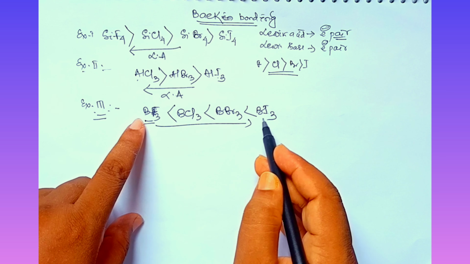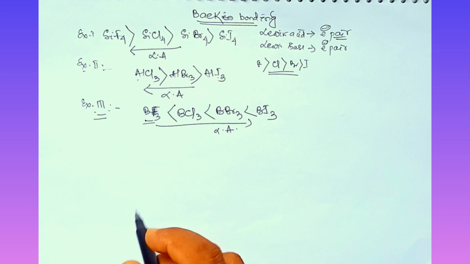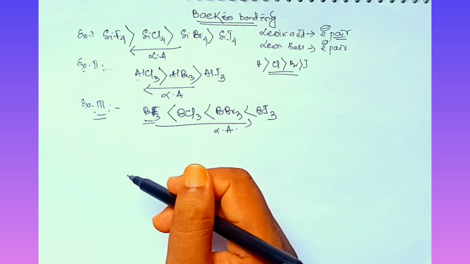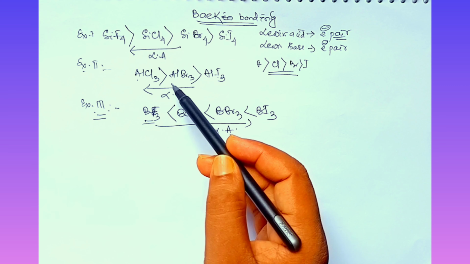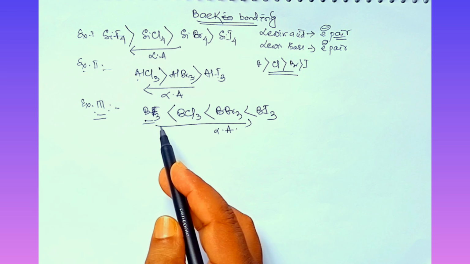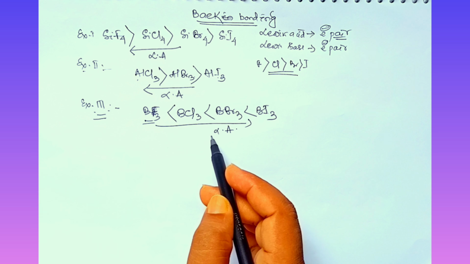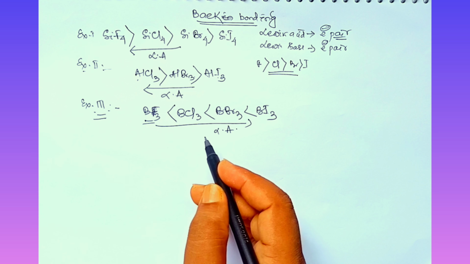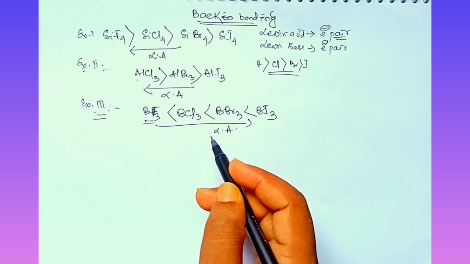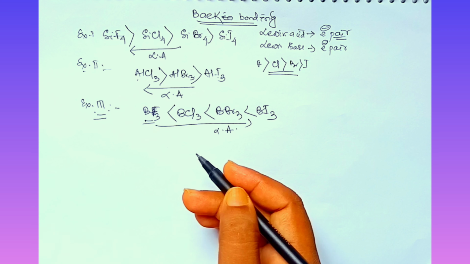So here BI3 will be the good Lewis acid, then BF3, unlike the other two examples. In the above two examples, we put the concept of electronegativity value, and in this example we put the concept of back bonding. So we have to be very careful whenever we are given any examples to compare the Lewis acid or Lewis base character.